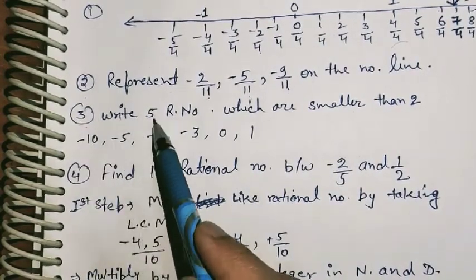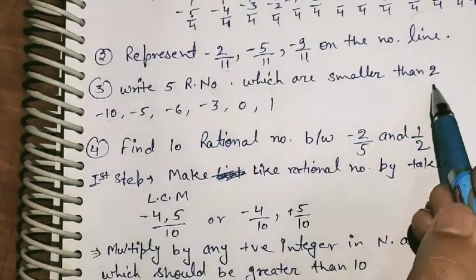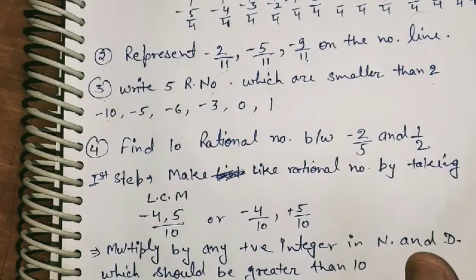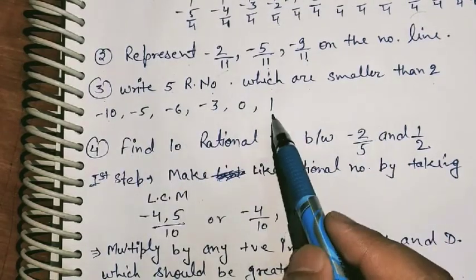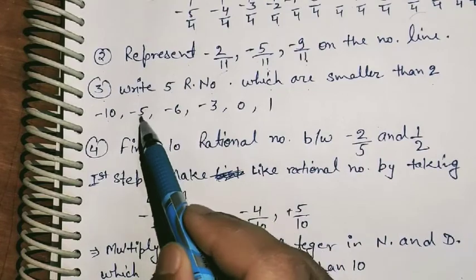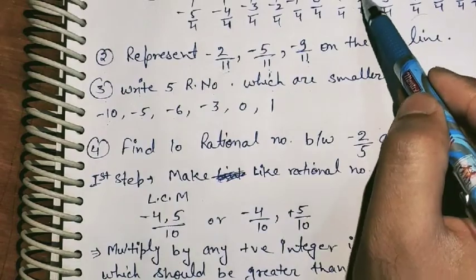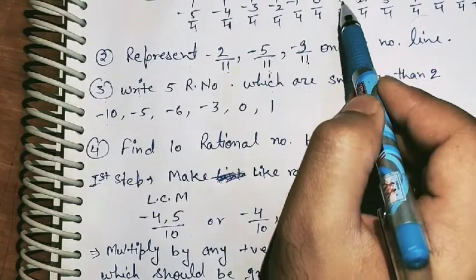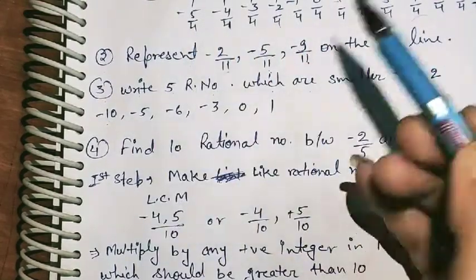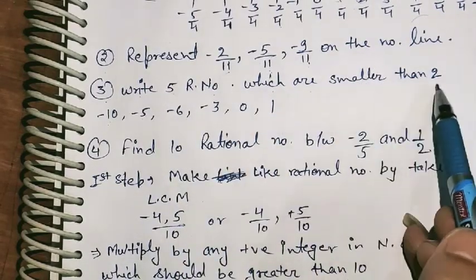Third, write 5 rational numbers which are smaller than 2. There are infinite numbers which are smaller than 2. Out of those, we can write 5 rational numbers: 1, 0, minus 3, minus 6, minus 5, minus 10. Because when we draw a number line, it is 2. So all integers which are to the left side of 2 will be considered as rational numbers which are smaller than 2.